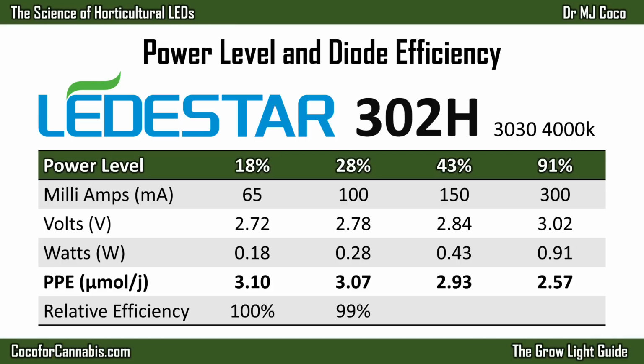At 150 milliamps, the efficiency starts to drop. 2.93 is only 95% of the maximum. And going to 300 milliamps pushed the efficiency down to 83%. So overpowering the diodes leads to considerable drops in efficiency, even with a really high quality diode.